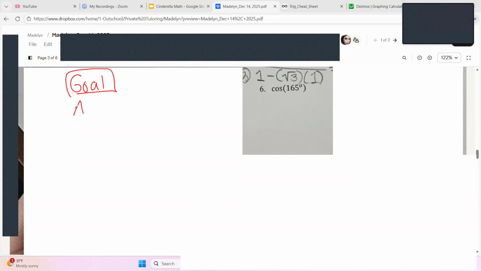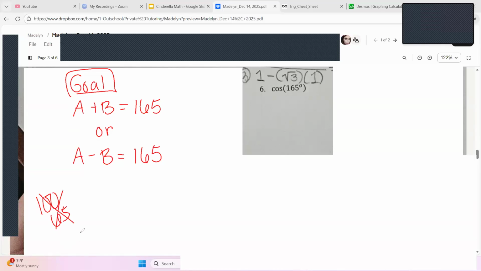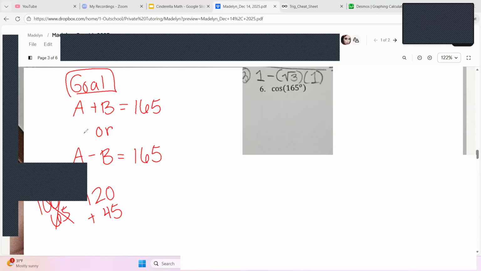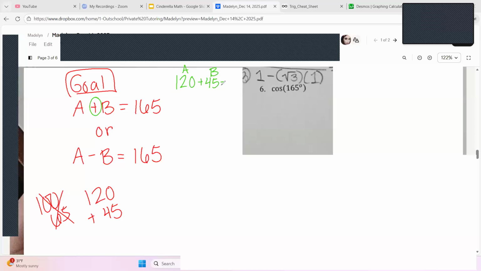So our goal would be to get A plus B, where they're both on the unit circle, to be 165, or A minus B to be 165. I mean 100 plus 65, but neither of those are on the unit circle. 120 plus 45. I know 45 is, and I'm pretty sure 120 is. Yes, it is. Okay, that'll work. So we're going to go with the plus, and I'm going to let that be 120 for our A and 45 for our B, because together that will make 165.